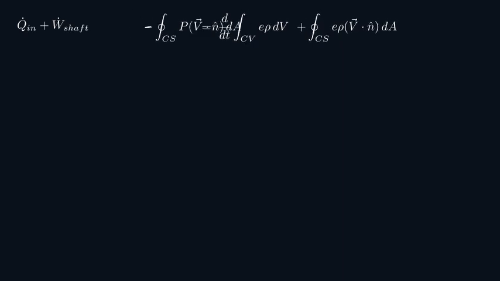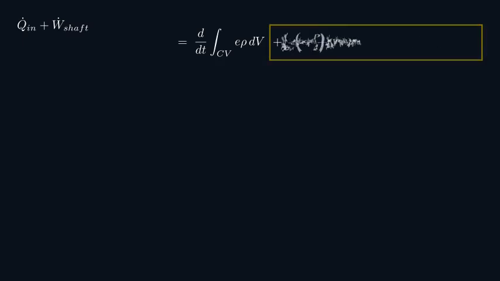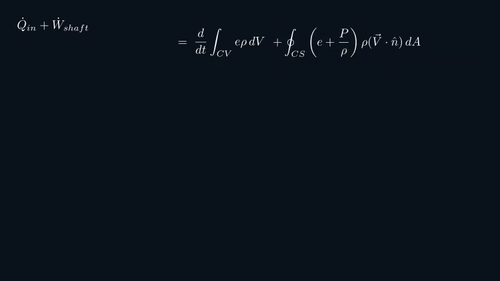Now we assemble everything. We have the heat and shaft work terms, the pressure work integral, the change in energy inside the CV, and the energy flux integral. Let's move the pressure work integral to the right side. Notice how both terms are integrals over the control surface. We can combine them into a single integral.